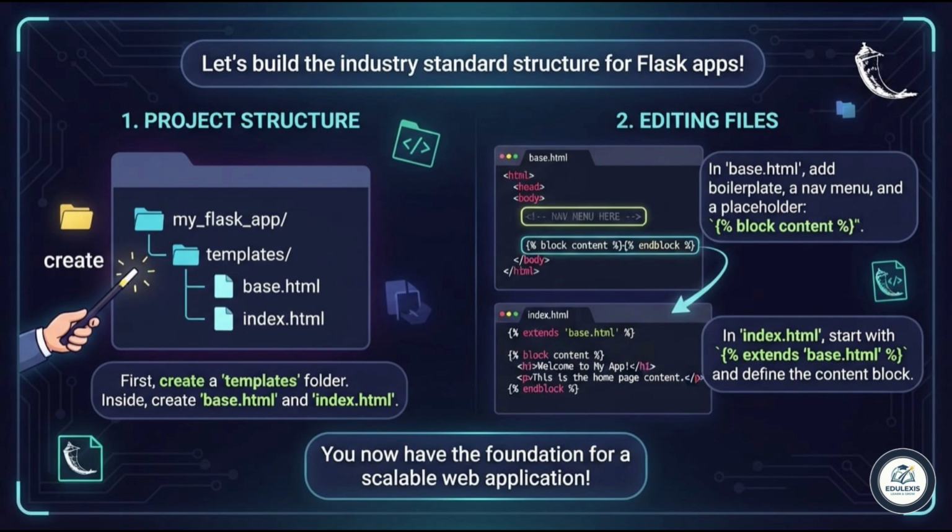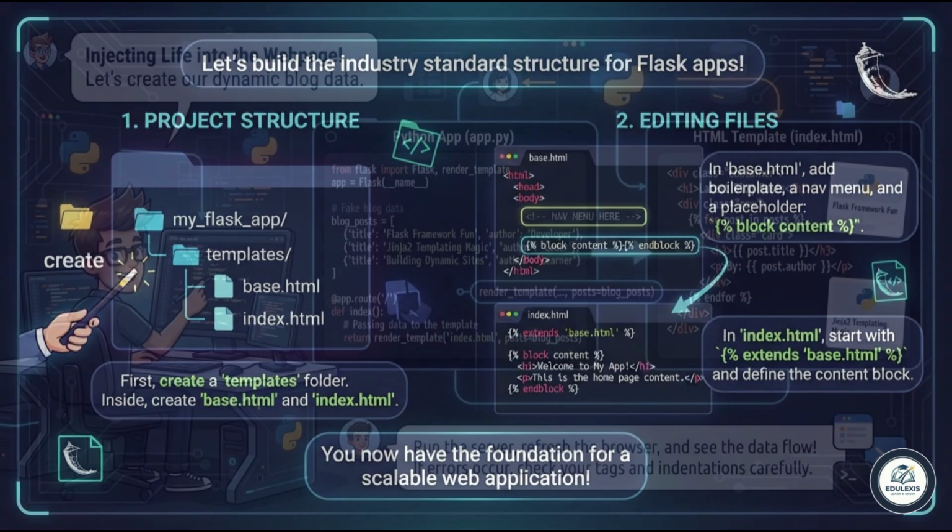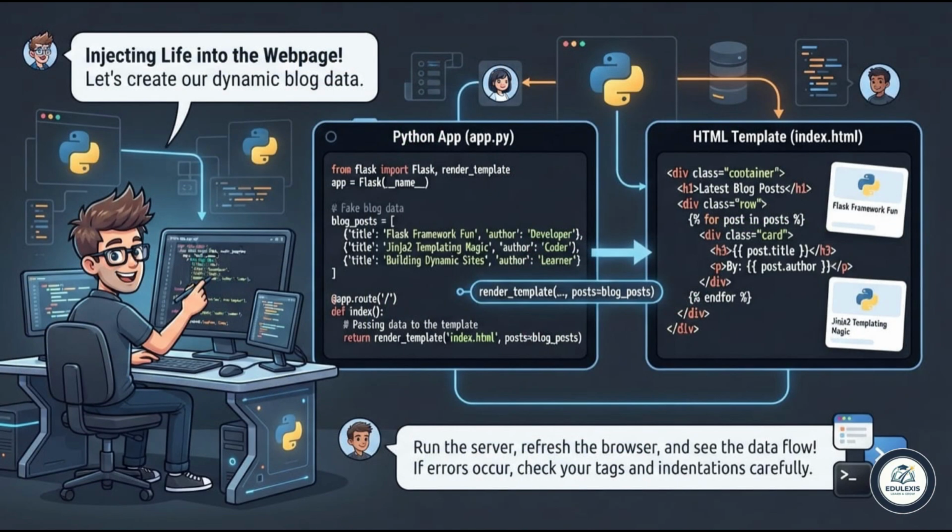This structure is the industry standard for Flask apps. Don't worry if it feels like a lot of boilerplate at first. It becomes second nature very quickly. Once you have this hierarchy set up, you have the foundation of a scalable web application that can grow from one page to 1,000.